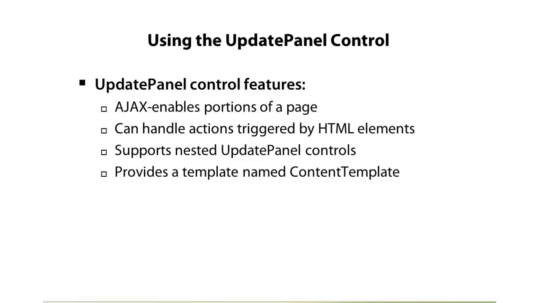Now it can do some other things as well. You can actually cause buttons outside of the update panel to be clicked and then cause a certain part of the page to update, and that's called an async postback trigger, which we'll see in a moment. You can nest update panels, so if you have a master parent update panel and want to nest a child inside of it, in more complex scenarios you can do that so that only the children will be updated, for instance. And then it provides a content template that you'll be using called content template, and the content template simply is the wrapper for the content you would like to AJAX enable in a particular page.